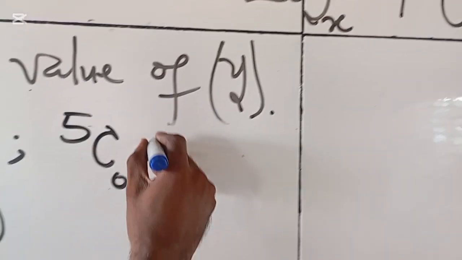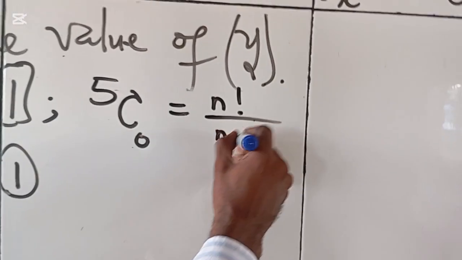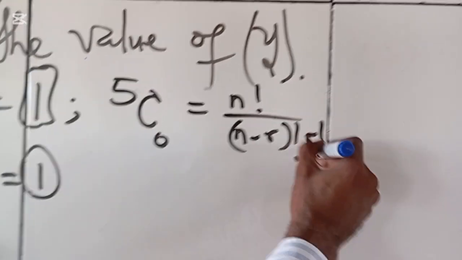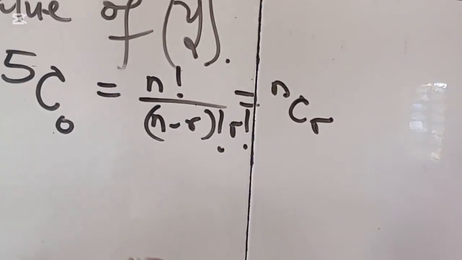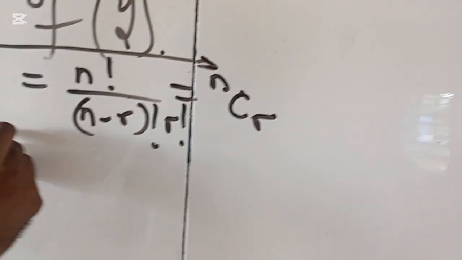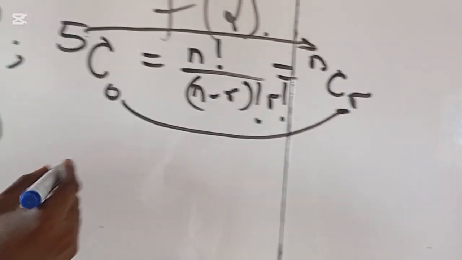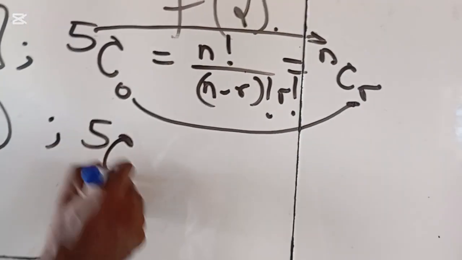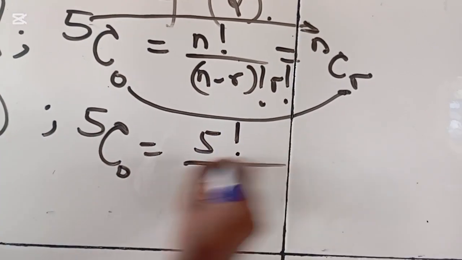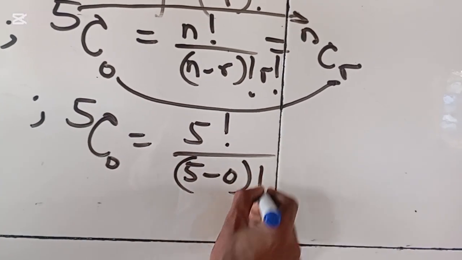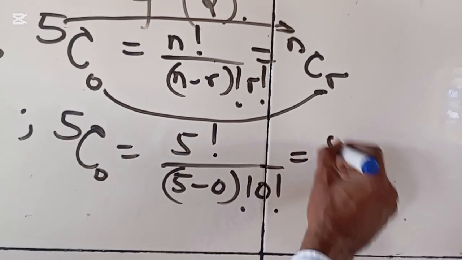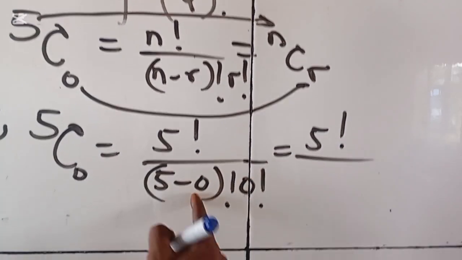To trash this, I'll use n factorial over n minus r factorial, that is n combination r. My n is 5, my r is what? Is 0. 5 combination 0 is 5 factorial over 5 minus 0 factorial, 0 factorial. From there I solve 5 factorial. 5 minus 0 is what?